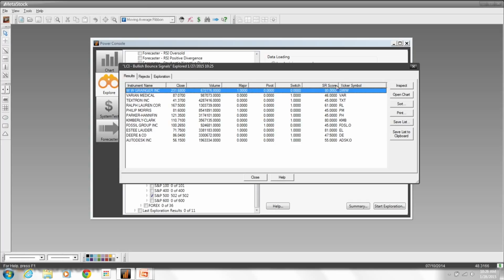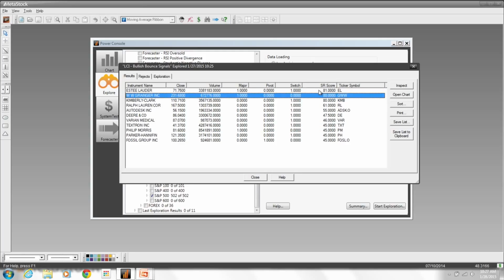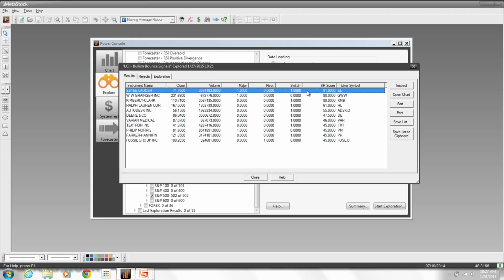Now, in the last part of the exploration report is that we have the SR score. Now, the SR score is the scoring indicator and the ranking, so to speak, of that particular signal. So I can click on the SR score, and it's going to rank not only those that have a buy signal, but it's going to rank which buy signals are projected to be better signals. Now, looking at Estee Lauder, I can see that I've got a major and a switch bounce occurring, and I've got an SR score of 81. So it's a very high probability signal that I've got right now.